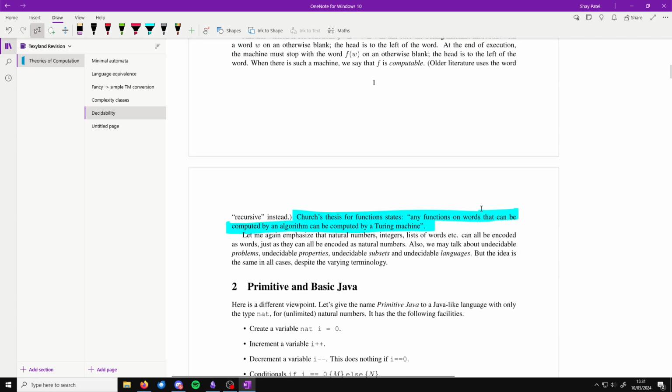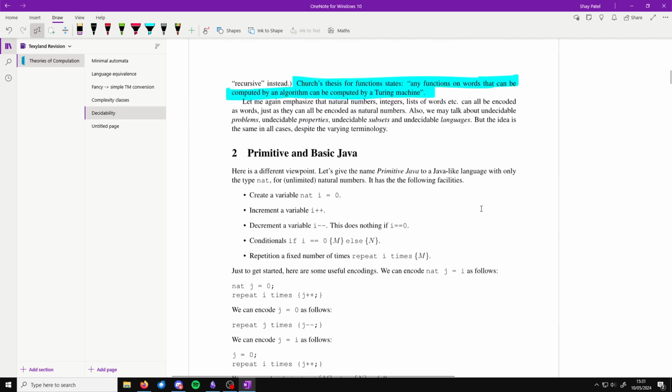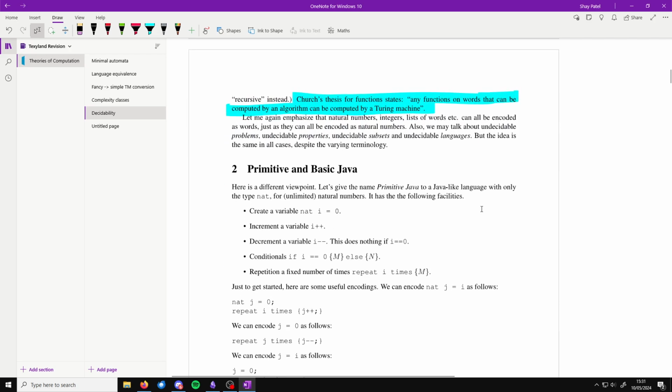Okay, so we can encode anything as a word: natural numbers, integers, arrays, anything we can store in a computer essentially. It is binary, so we can even encode that as a word, just as binary. And we may talk about undecidable problems, undecidable properties, subsets, languages, but the idea is we're encoding this into something we can then run on a Turing machine. So that's what we're talking about when we're saying undecidable.